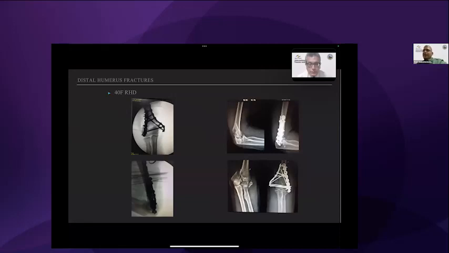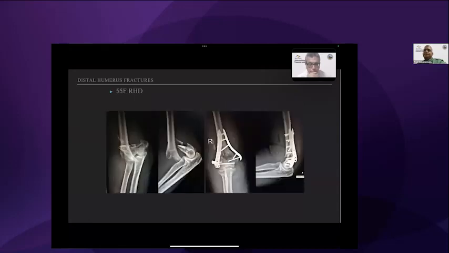Another case, a very badly comminuted fracture, very well fixed by reconstruction plates, and I have used K-wire for additional support. Another bad distal comminuted fracture, very well fixed. You can see the very good reduction of the intercondylar fracture without olecranon osteotomy.